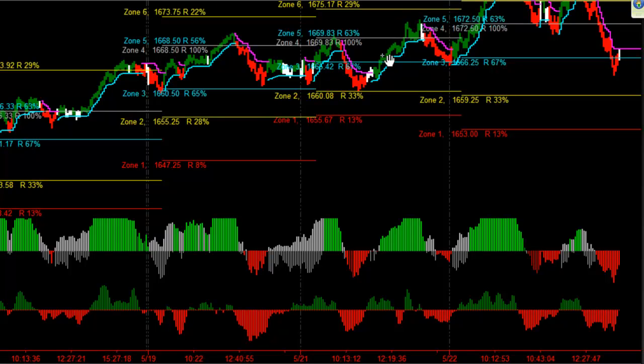So basically, when you're trading and you're trying to see what is likely to happen today, these zone percentages give you an idea as to what the odds are that the price will go to a particular part of the chart today.